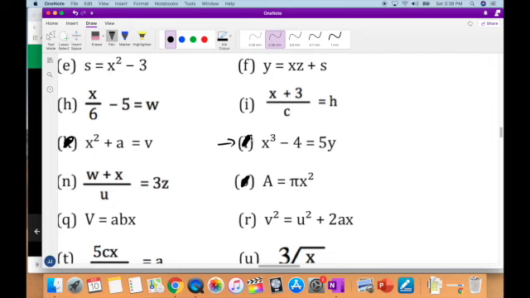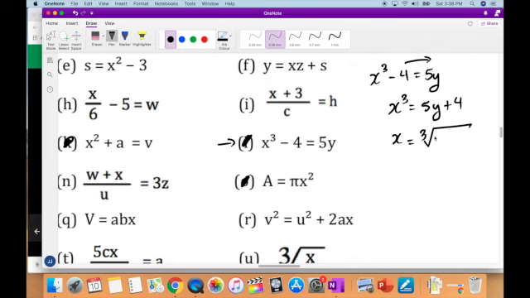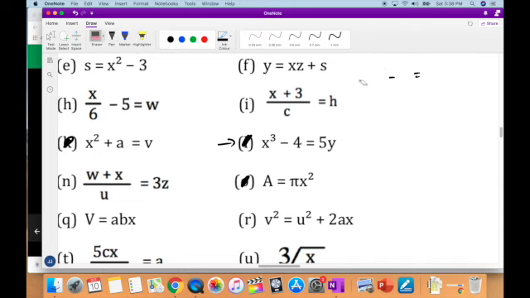Shazay, you have this one. X cubed minus 4 is equal to 5y. You transpose the minus 4 and it becomes x cubed is equal to 5y plus 4. And then you transpose the cube and it becomes x is equal to the cube root of 5y plus 4. That is very good. Good job, guys. I'm very impressed with you all.